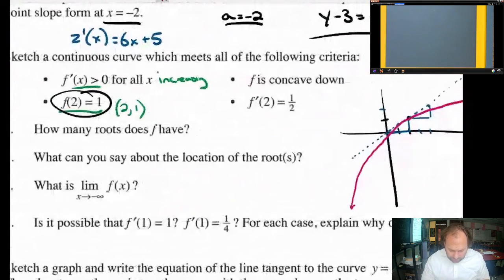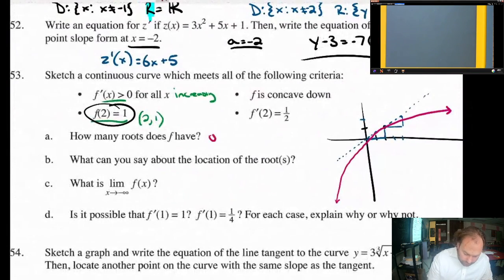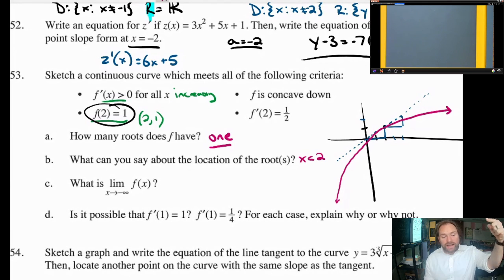There's some other questions there. How many roots does it have? Well, I see 1. I don't think you can draw any more. You have to be constantly increasing, so that's that. What can you say about the location of the roots? I don't know. That's kind of nebulous. I can draw this curve pretty much any way. I guess it has to be less than 2, because it's got to be above the x-axis at 2, 1. So since it's increasing, it has to cross the x-axis before 2.